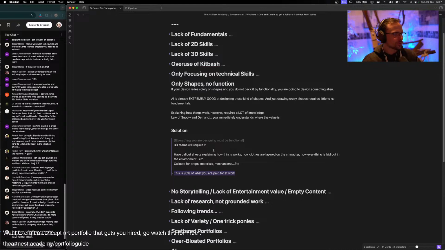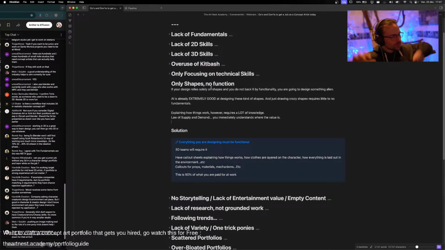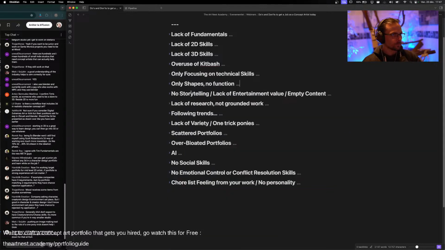This is 90% of your work: getting stuff to work and to be understood by the 3D team. If you understand that, you're going to stand out among probably more than 90% of your competitors for a job. Again, everyone is focusing on the flashy pictures and all of that. That's cool. That's not what is going to get you a job.